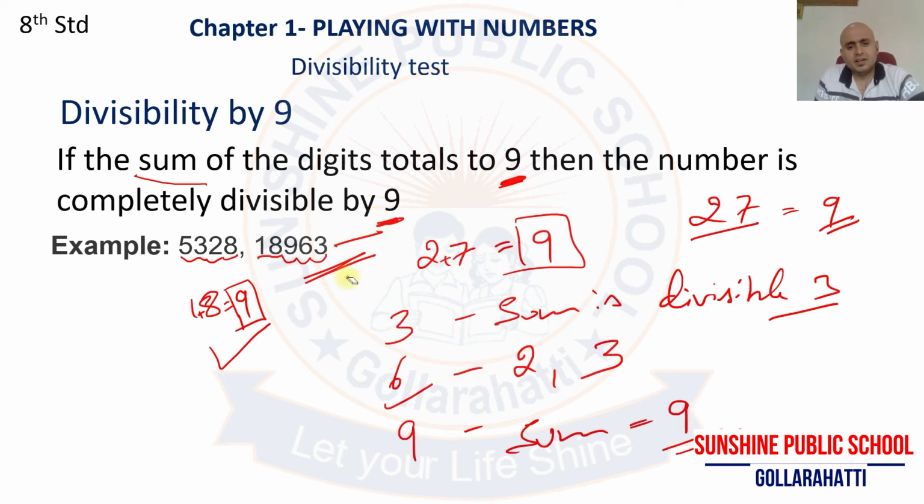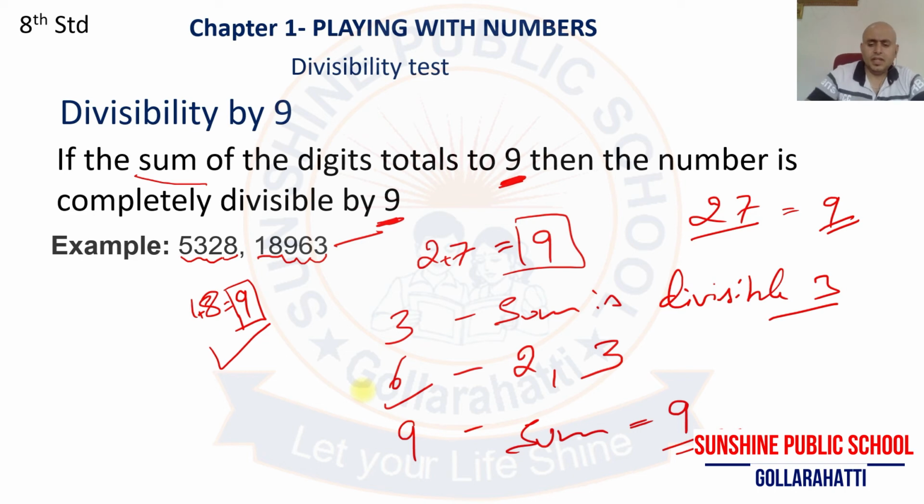But for 6, if the sum is divisible by 2 and 3, it should go into both 2 and 3, then only it is divisible by 6. For 9, the sum of the digits should be equal to 9. When you add those digits, if it comes to 9, only then it is divisible by 9.